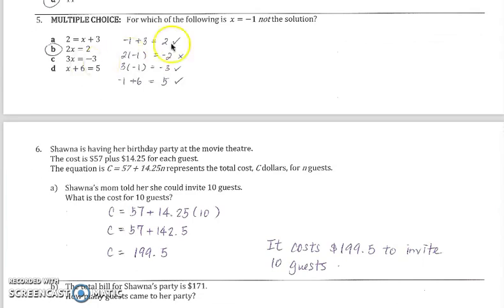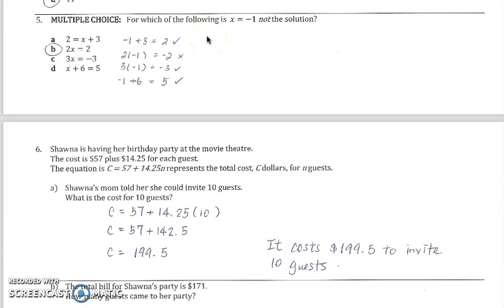Question 5. For which of the following is x equals negative 1 not the solution? Unfortunately, we cannot do what we did in the last multiple choice questions, because we actually have to test out the value of negative 1 in x to see if left side is equal to right side in each one of these different equations.